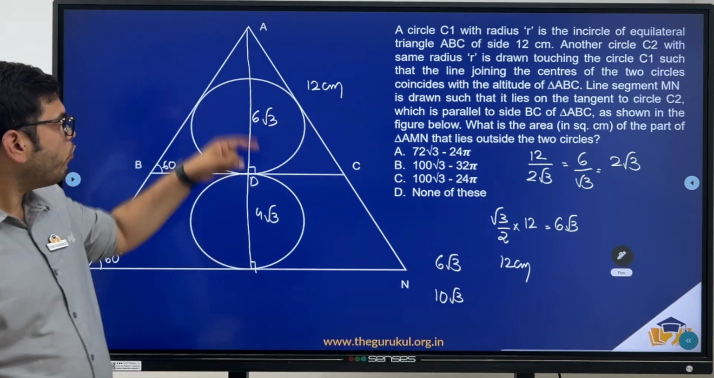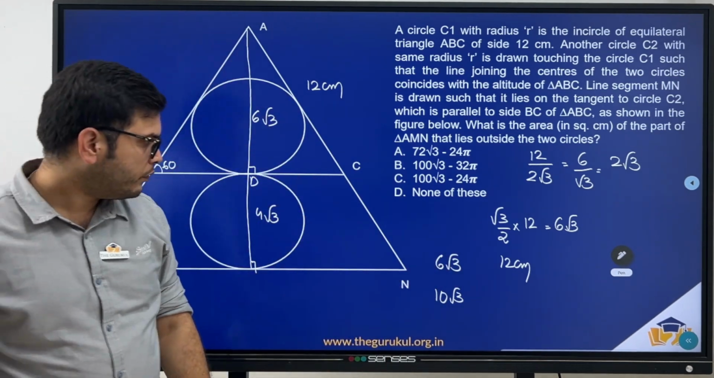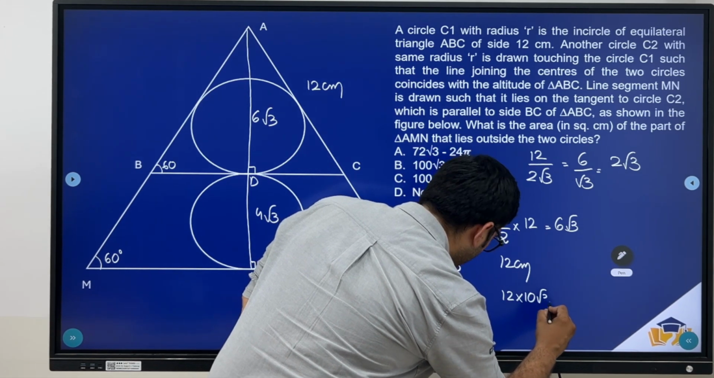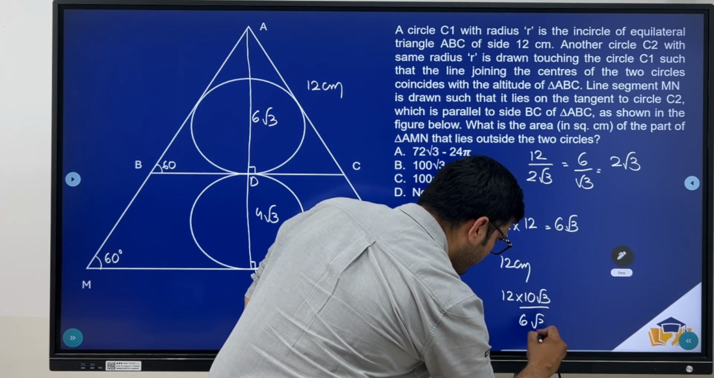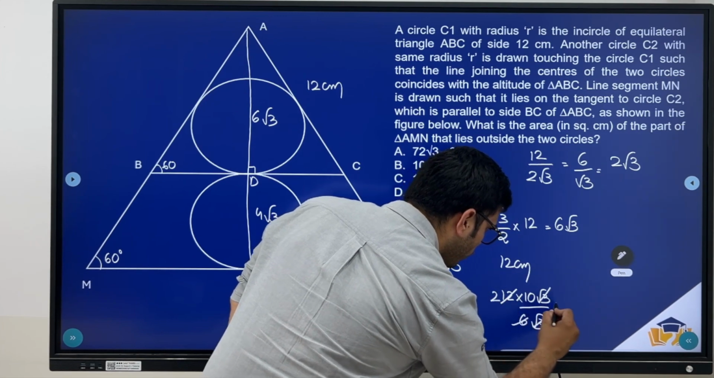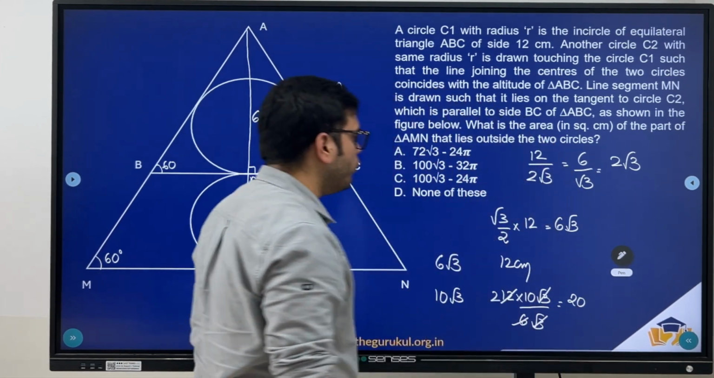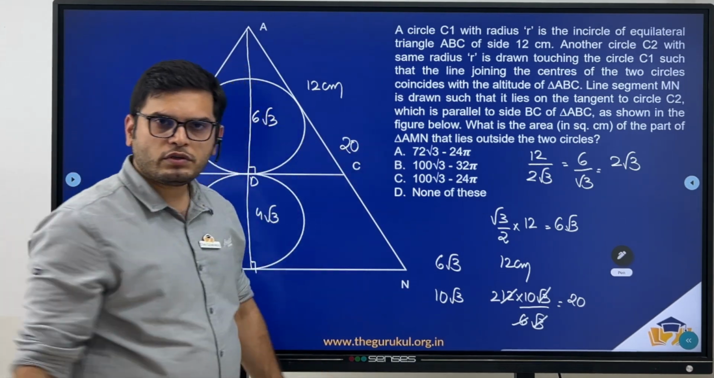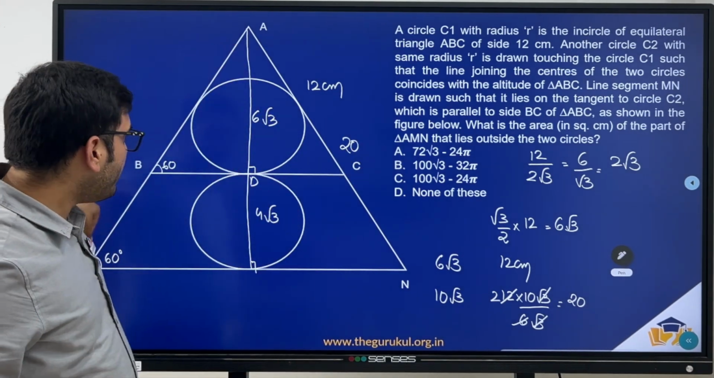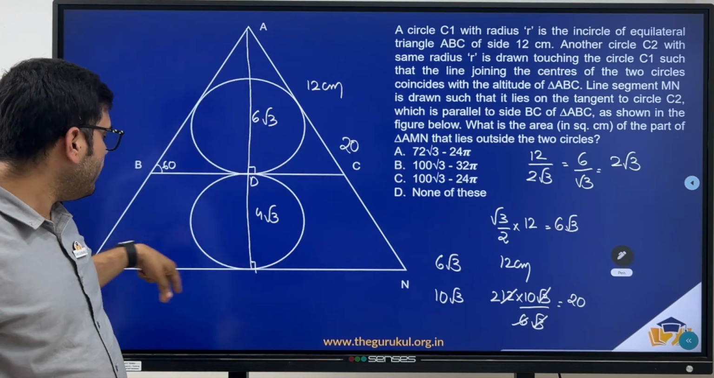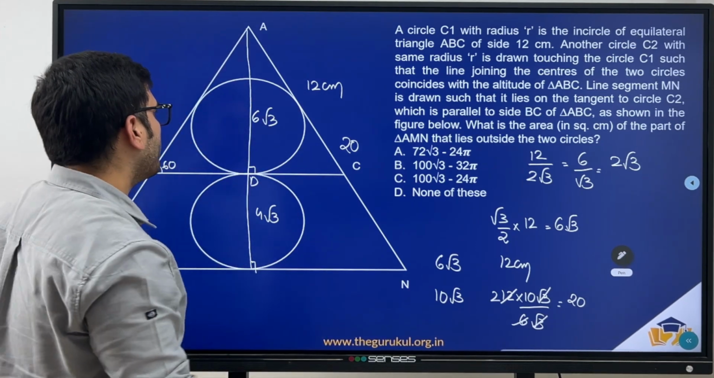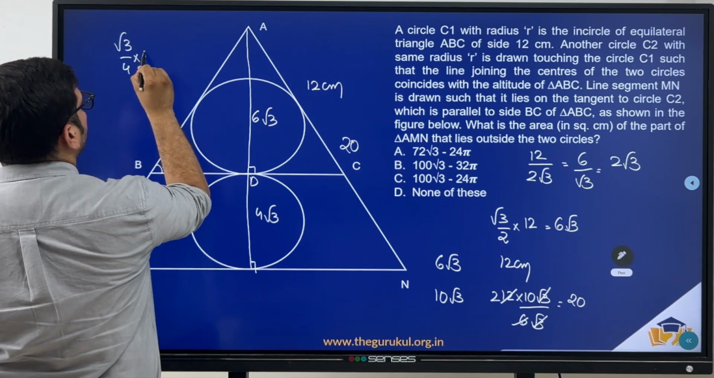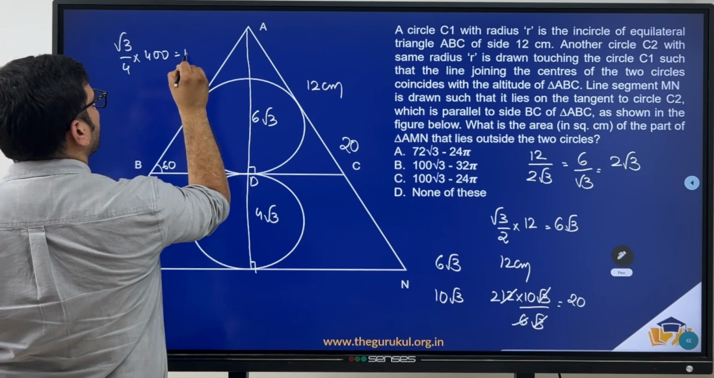what should be the length of the side AN? So this should be 12 into 10 root 3 by 6 root 3, which is 20 units. So AN is equal to 20 units. Now, since we have the side of the triangle ANM, we can find its area. So root 3 by 4 into 400, which is nothing but 100 root 3.